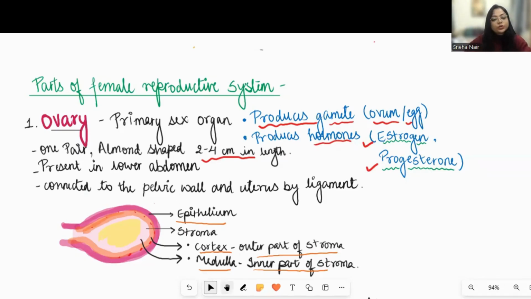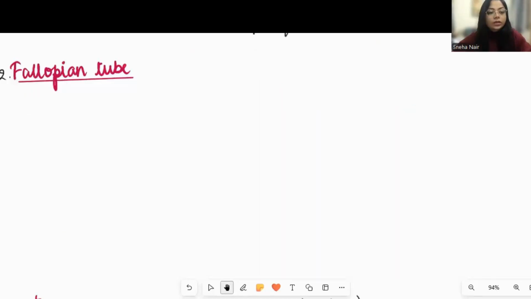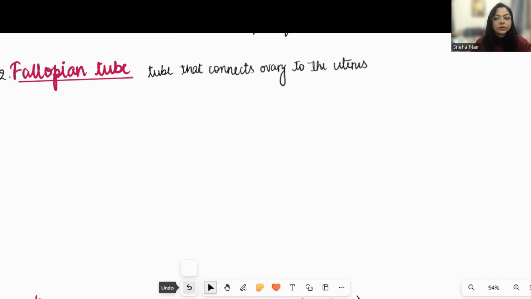Now let us move to the next part, that is the oviduct, also called the fallopian tube. So now the next part of the female reproductive system is the fallopian tube. As already discussed, fallopian tube is also called the oviduct, and it is a tube-like structure which connects the ovary to the uterus.